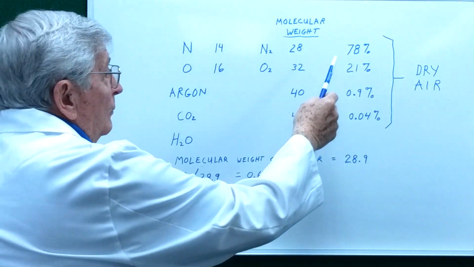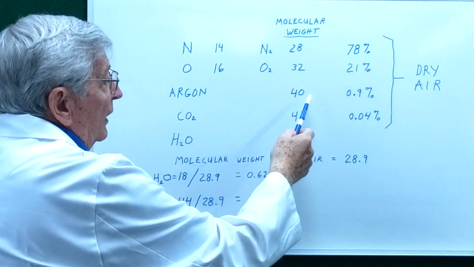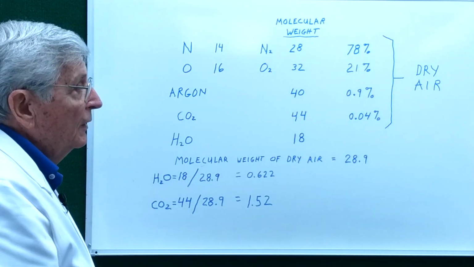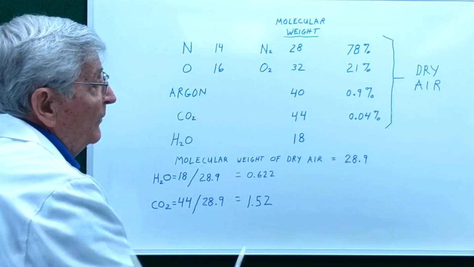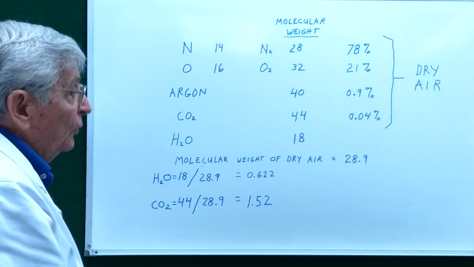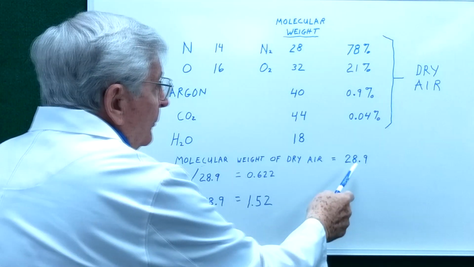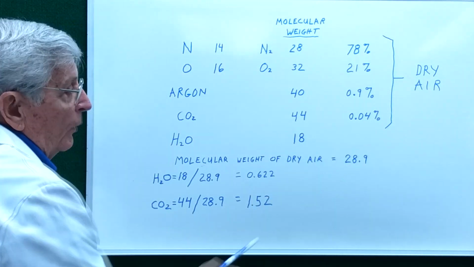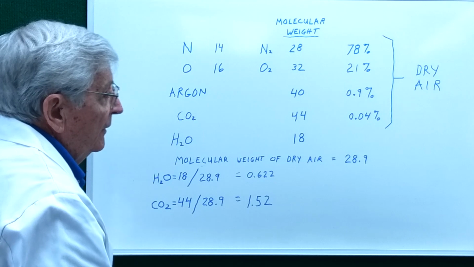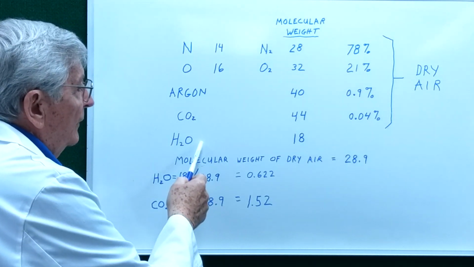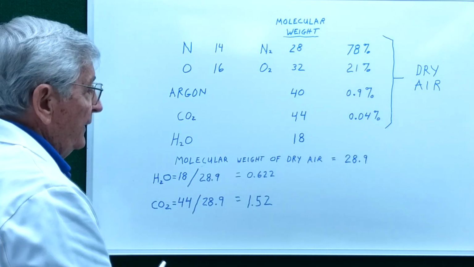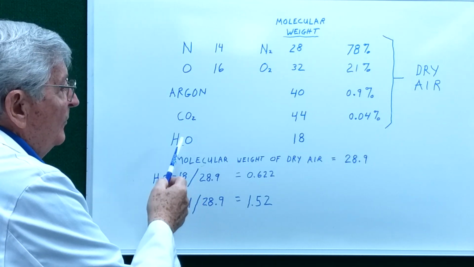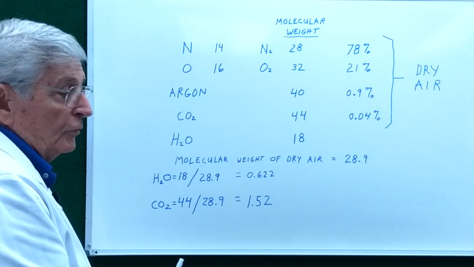Now, if you multiply each of these molecular weights by the percentage of their constituency, expressed as a decimal, you come up with a molecular weight of dry air of 28.9. Now water has a molecular weight of 18. That's 16 for the oxygen plus 2 for the hydrogens.